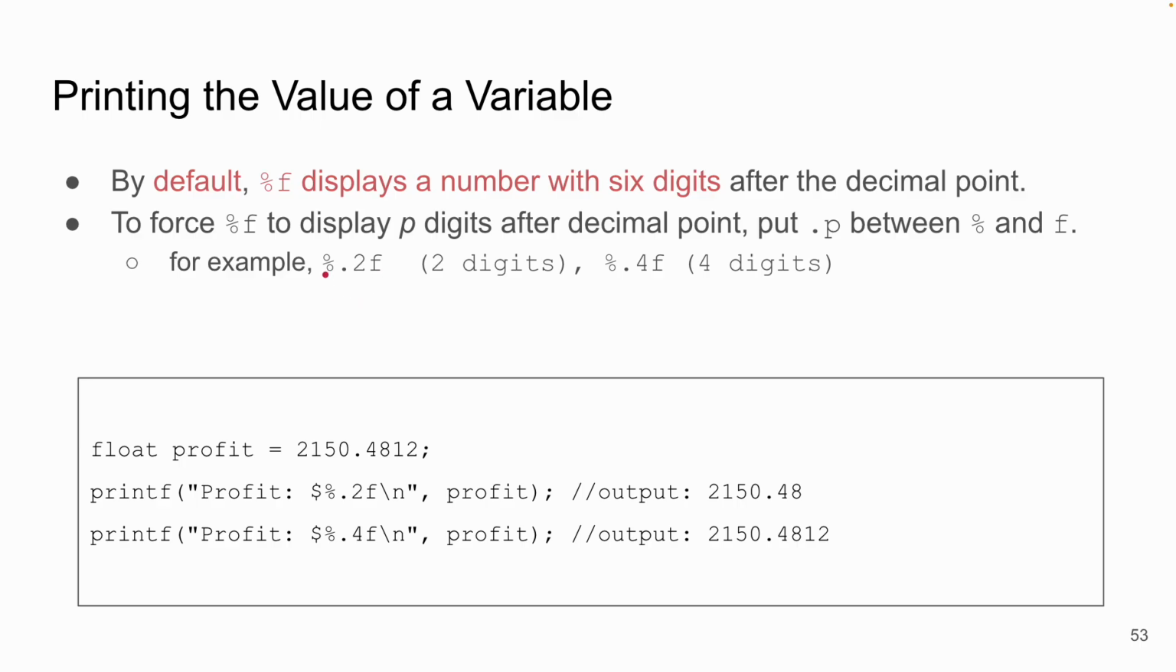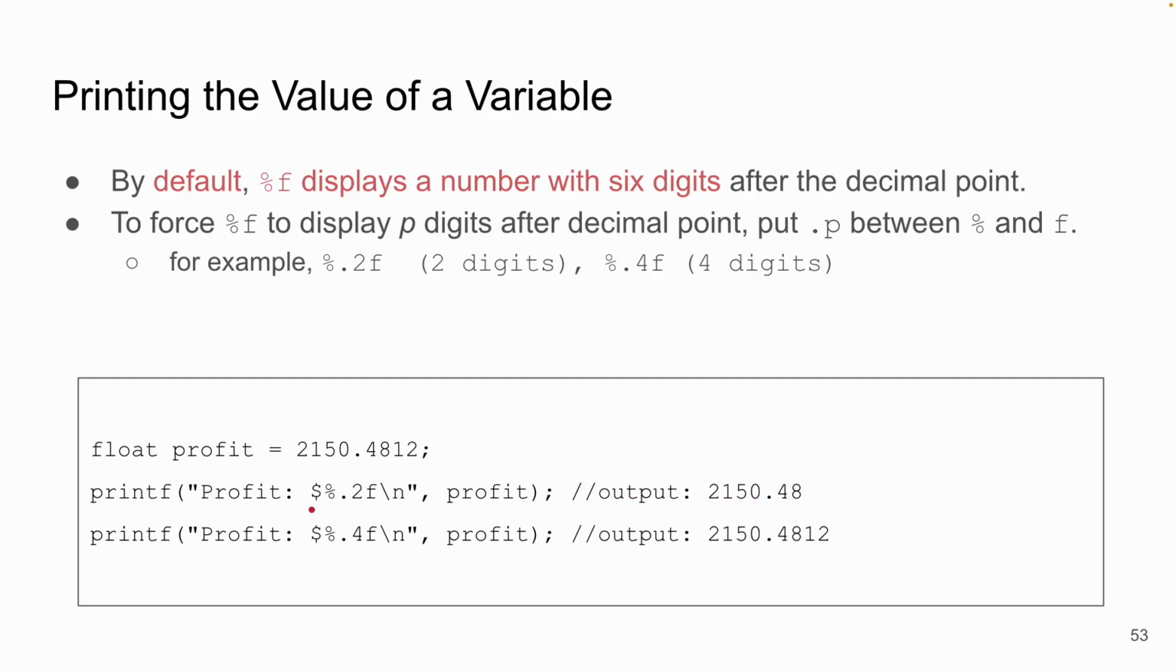So we will get the %.2f. This .2 and .4 means how many digits you want to display after the decimal point. So if we have these two printf statements like this, the output of the first printf will look like this. Only 2 digits after the decimal point will be printed out.